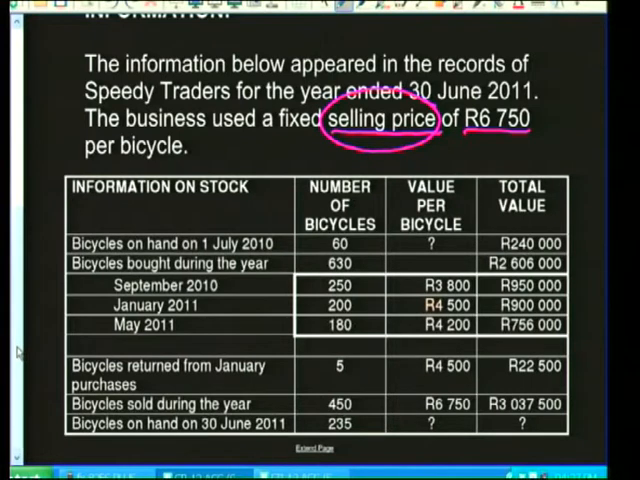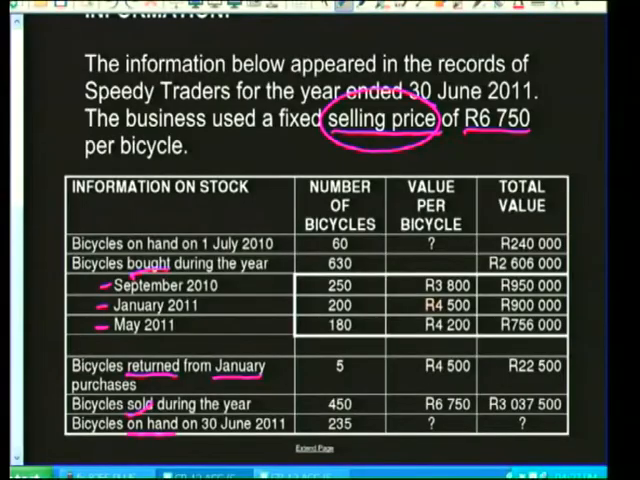It tells us what bicycles were bought during the year, and it gives us purchases for September, January, and May. In other words, this is your stock of bicycles that you've bought. And then it also tells us that we returned some bicycles, and those bicycles that we returned relate to the January purchases of bicycles. Then we're also given figures on the bicycles that were sold during the year, and finally, we are given the value of our bicycles on hand on the 30th of June.